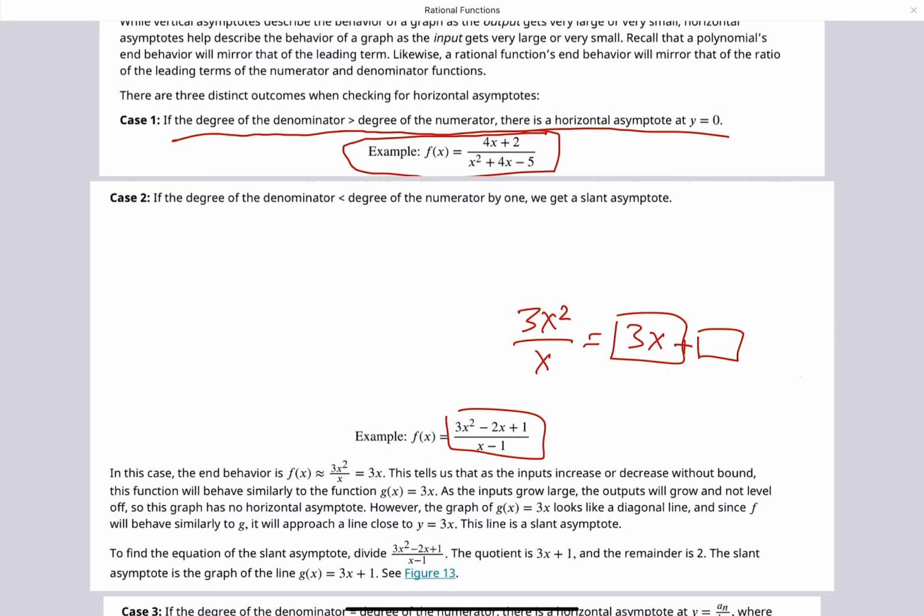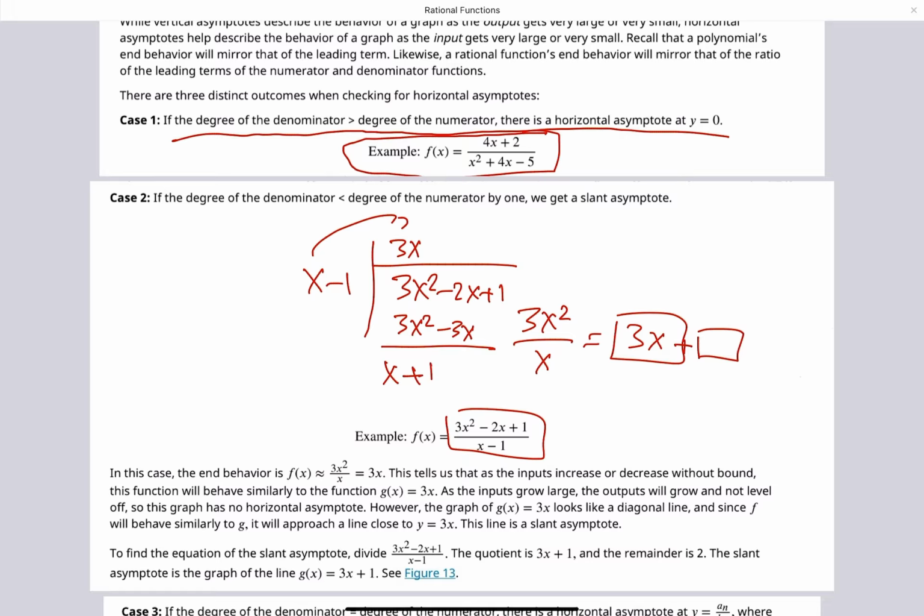And you can do it by simply dividing 3x squared minus 2x plus 1. You do it, remember, like this, by x minus 1, and then you go with 3x. 3x times x is simply 3x squared. Then you get negative 3x. You get plus x plus 1.